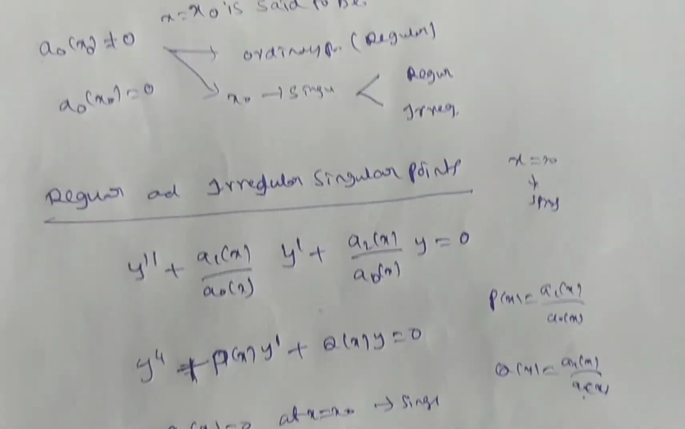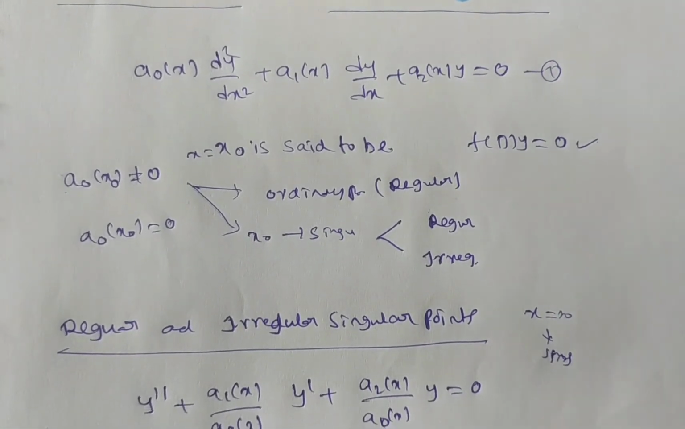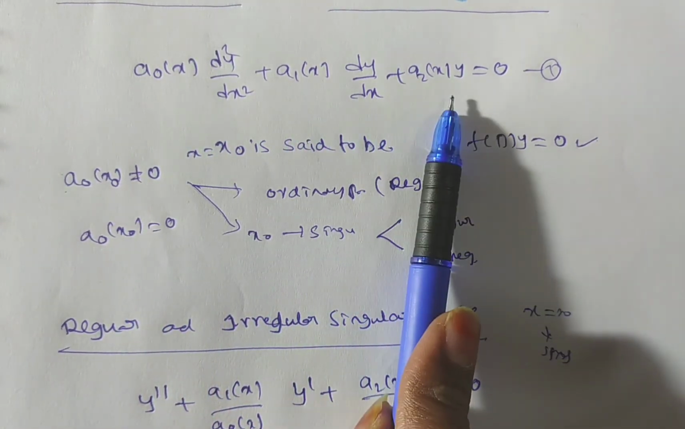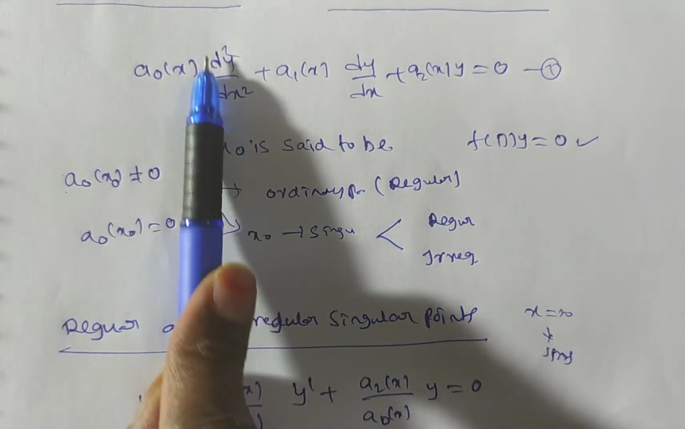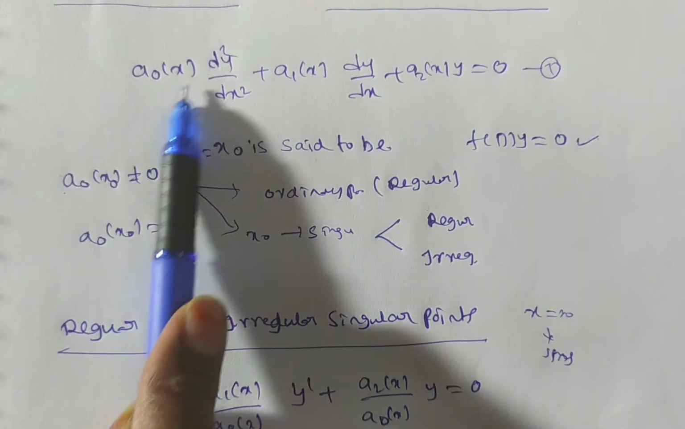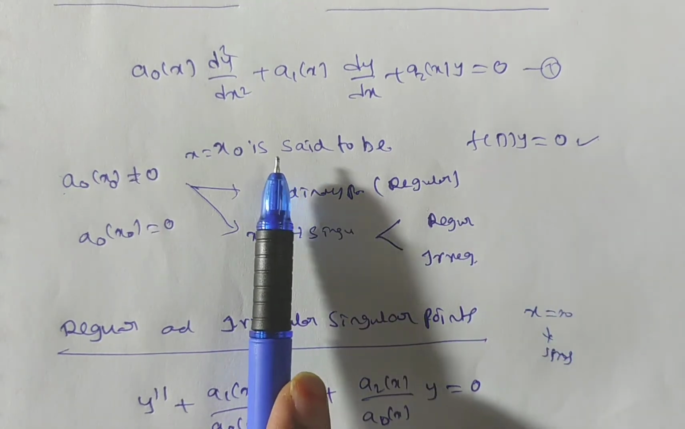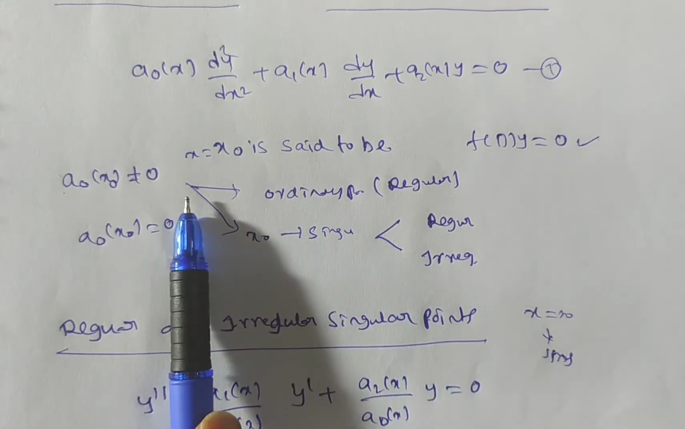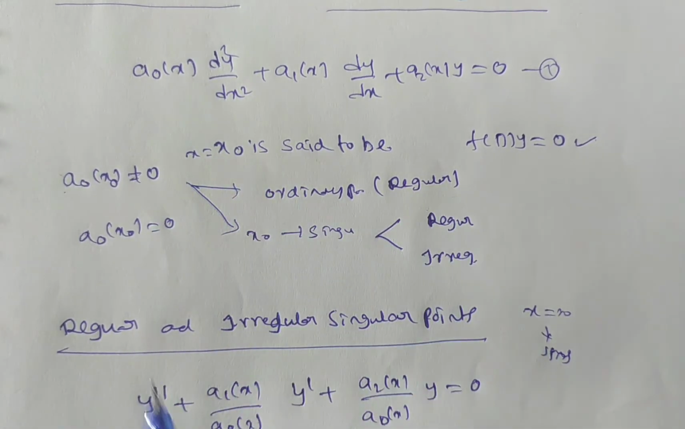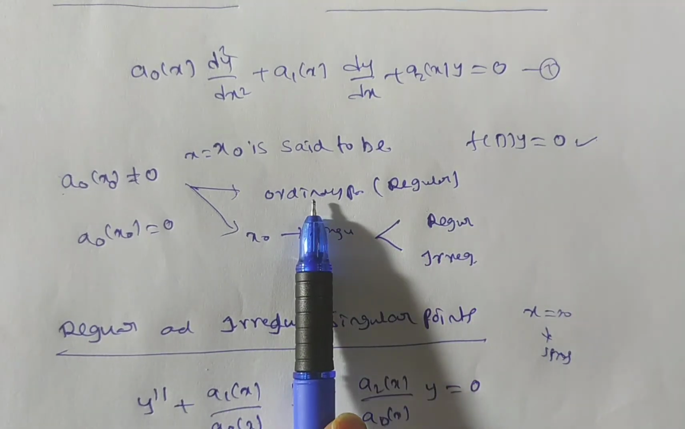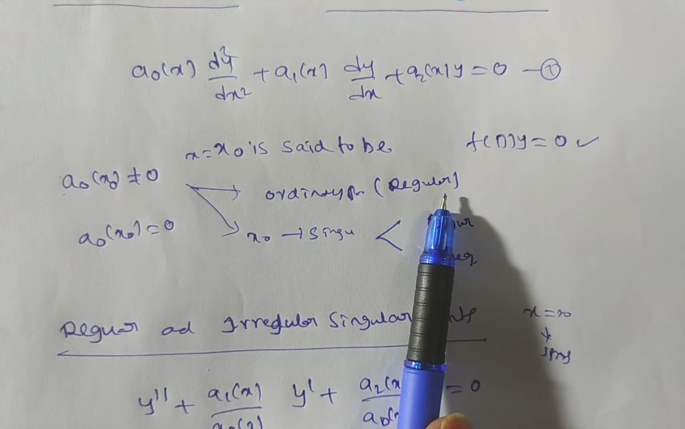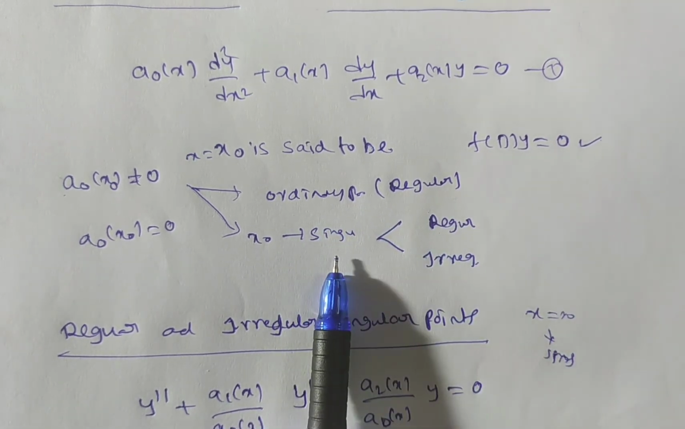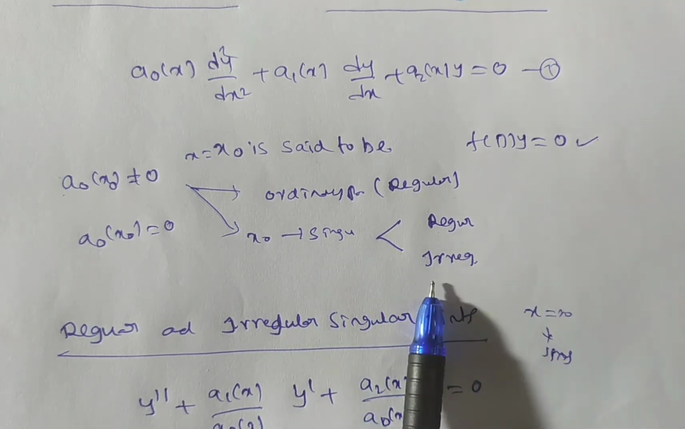I will repeat again. First of all, consider the second order differential equation of the form a naught of x into y double dash plus a1 of x into y dash plus a2 of x into y is equal to 0. We equate a naught of x to 0, and you will get x is equal to some values. Those points are said to be singular points, and where it is not equal to 0, those points are called ordinary points. Another name for an ordinary point is a regular point. The singular points have two types: regular singular points and irregular singular points.